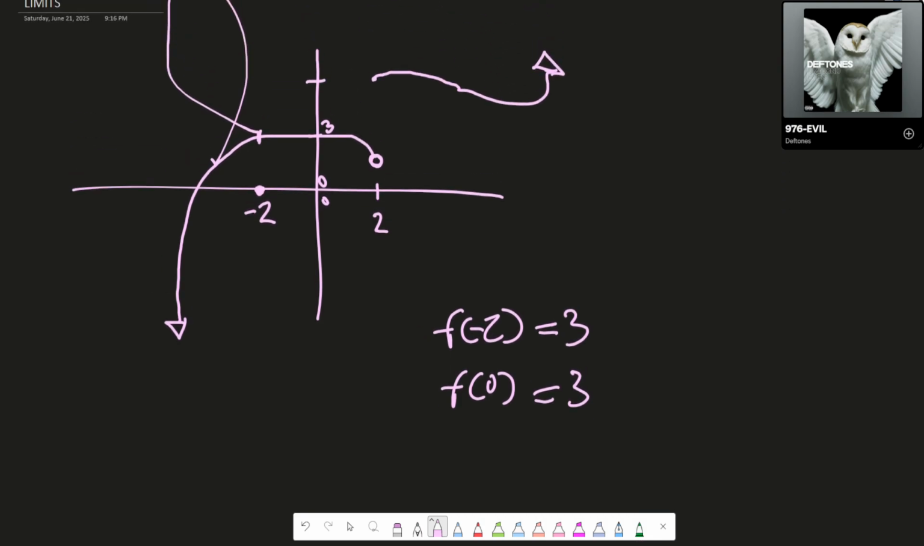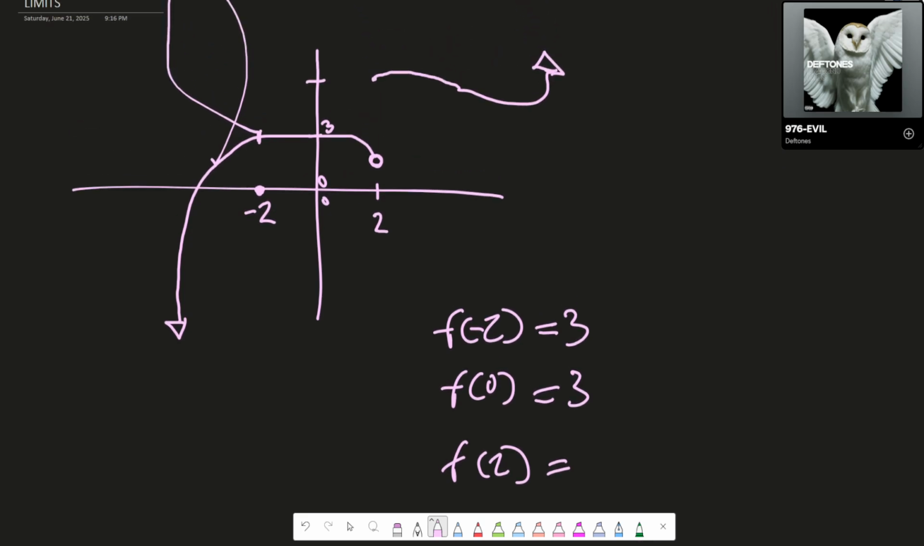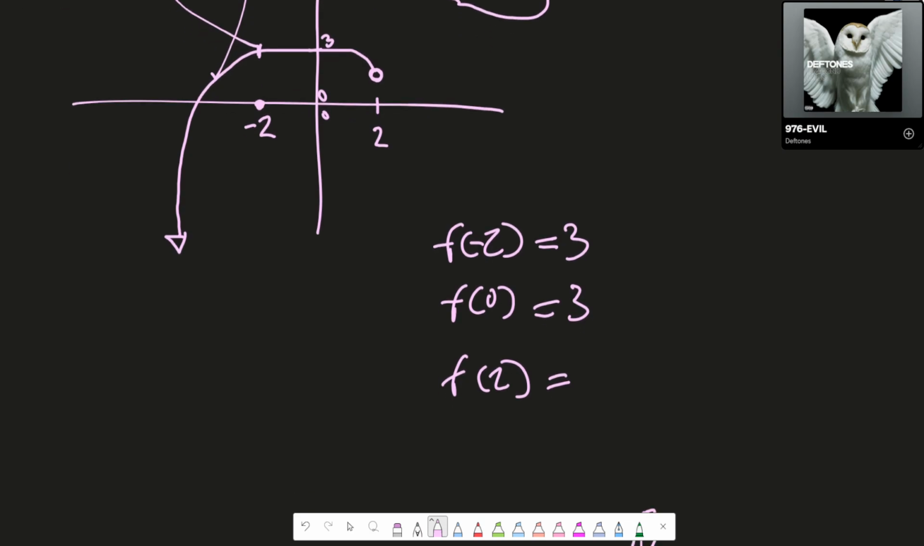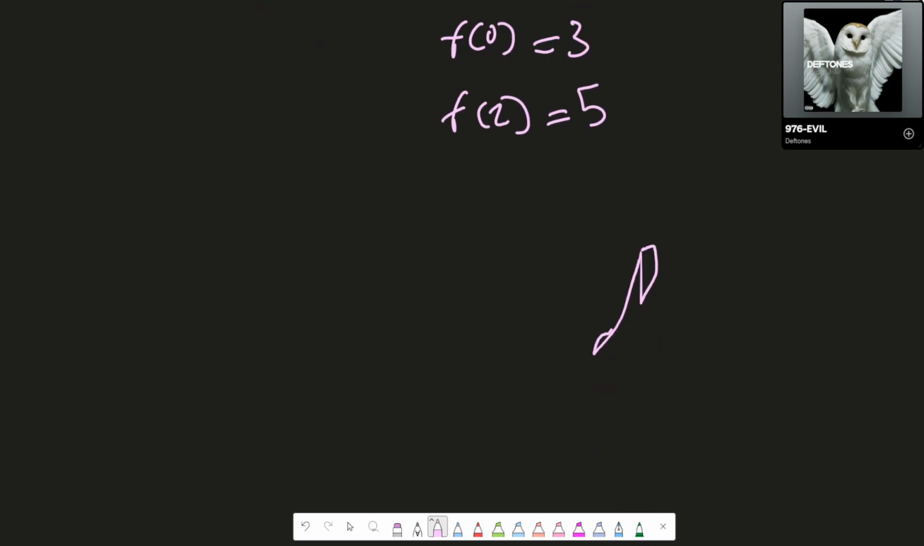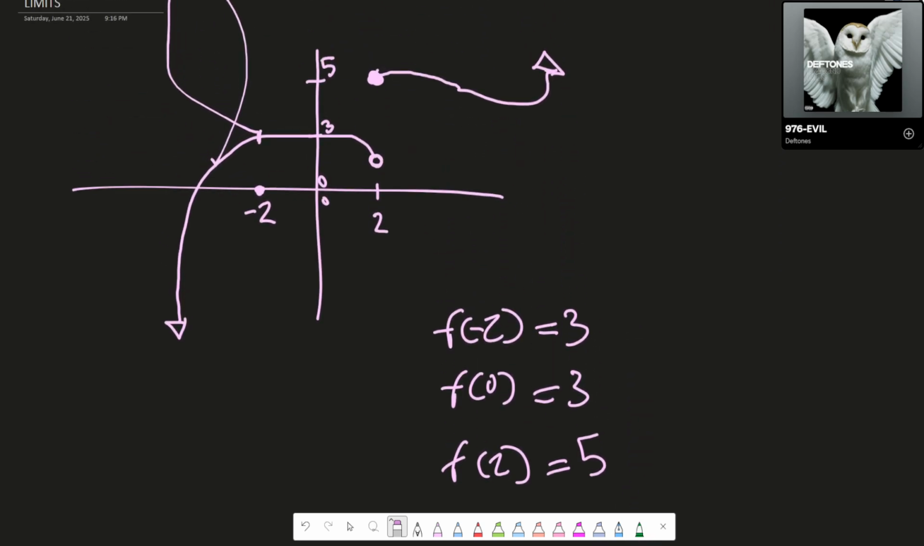But what if I asked you f of 2? See, now you'd be confused because we have two key things here. We have this imaginary output, or not imaginary, but an undefined output, and we have a real output up here, which is 5. So the correct answer for f of 2 would be 5. But really, what does it mean? Like, what is really happening here?